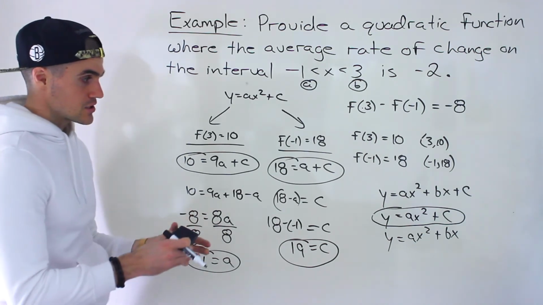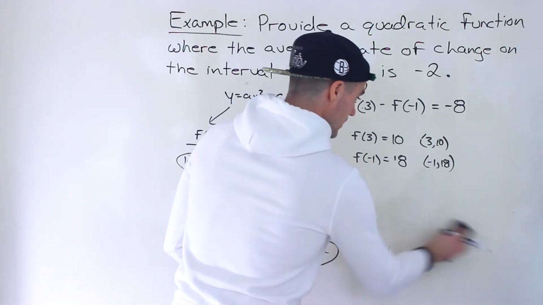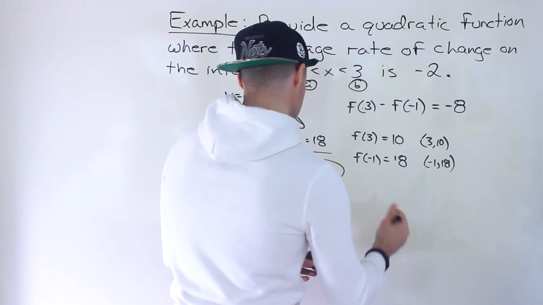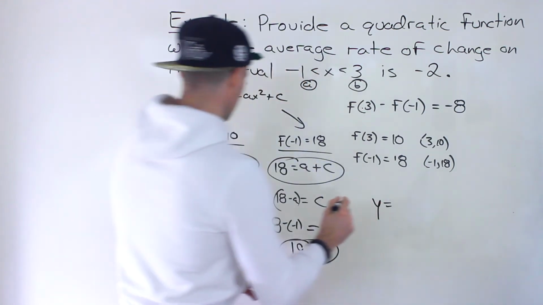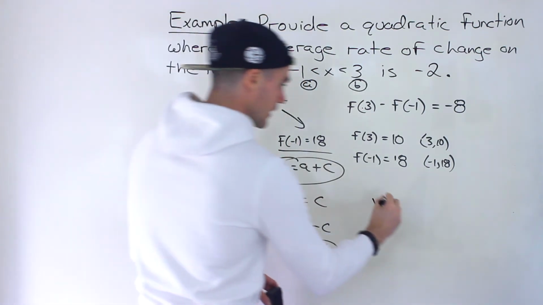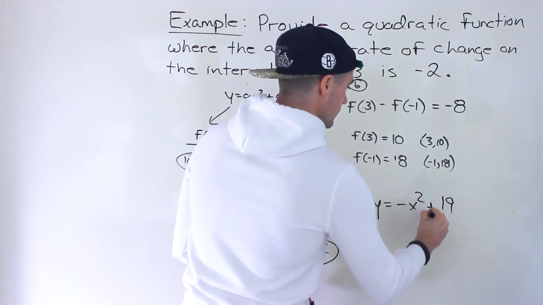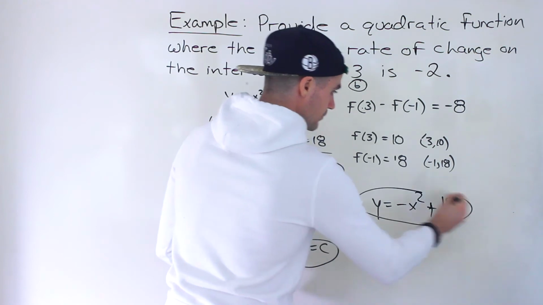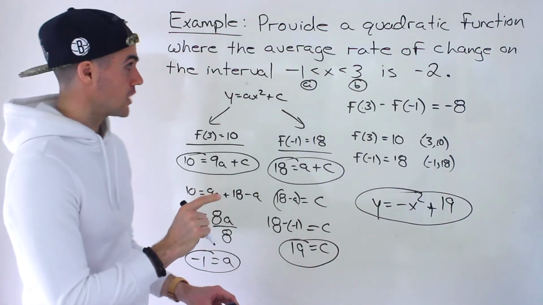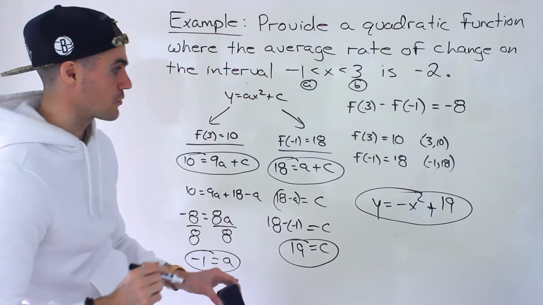And that's it. So we found a quadratic. That's one of the solutions. So basically y equals, we plug in negative 1 for a, so we'll have negative x squared plus the c value of 19. This is an example of a quadratic that satisfies these parameters.